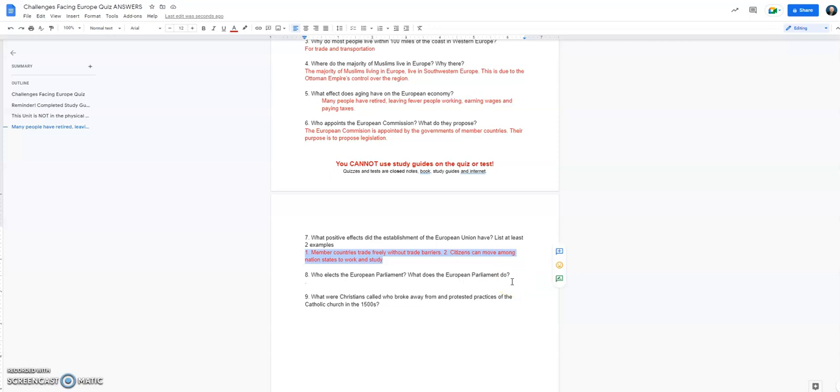Question 8. Who elects the European Parliament, and what does the European Parliament do? So the European Parliament is another part of the European Union. Basically, the way the European Union is set up is there's the European Commission, which we talked about, and there's the European Parliament. The European Parliament is elected by the members of the EU. So the people in those nations vote on who they want to be in the European Parliament, and their purpose is to pass laws. So they would vote on legislation and laws.